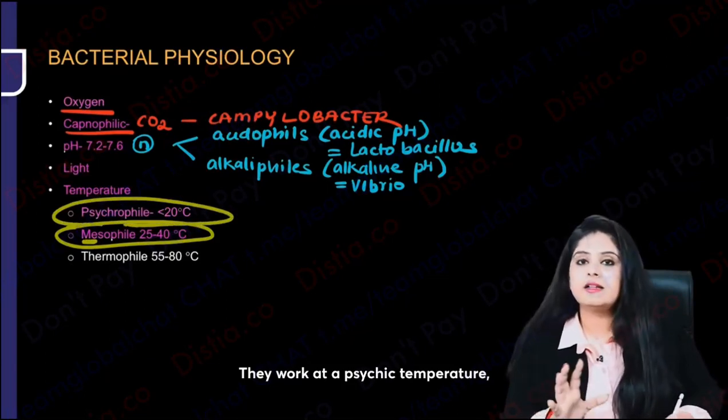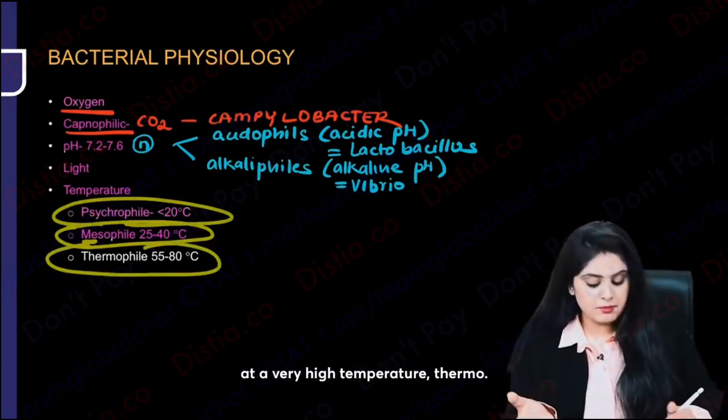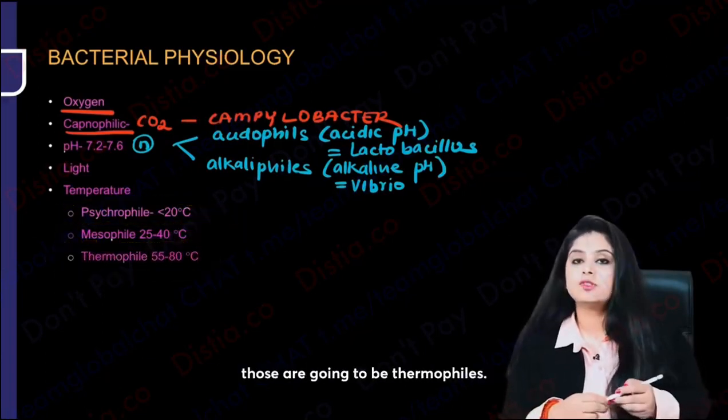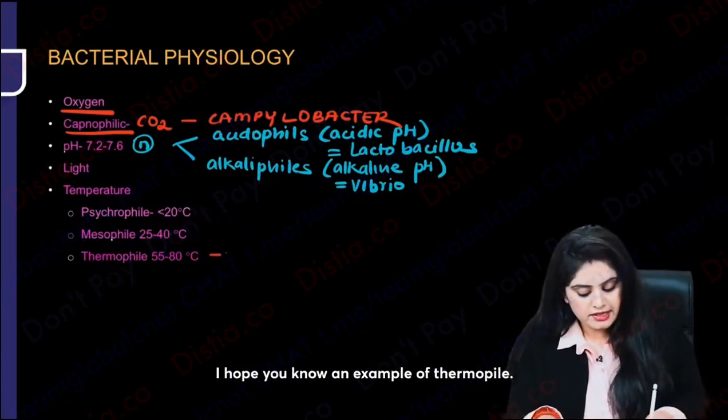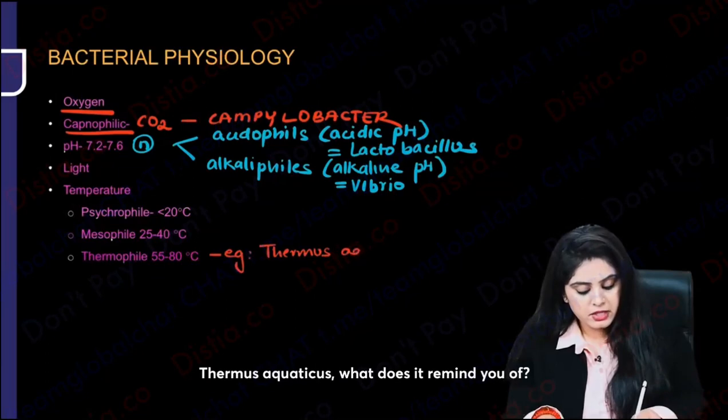The ones that work at a psychic temperature, less than 20, are psychrophiles. And the ones that work at a very high temperature, 55 to 80, are going to be thermophiles. I hope you know an example of a thermophile. I'll give you an example: Thermus aquaticus. What does it remind you of?